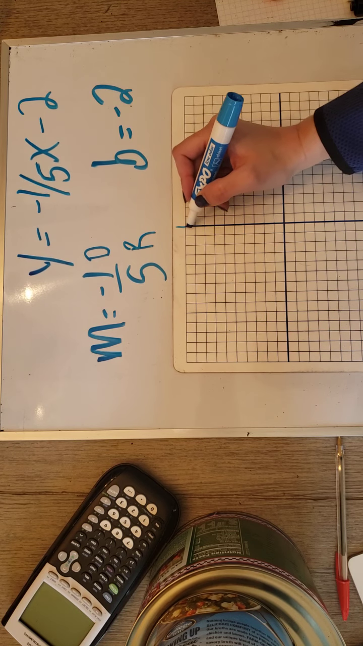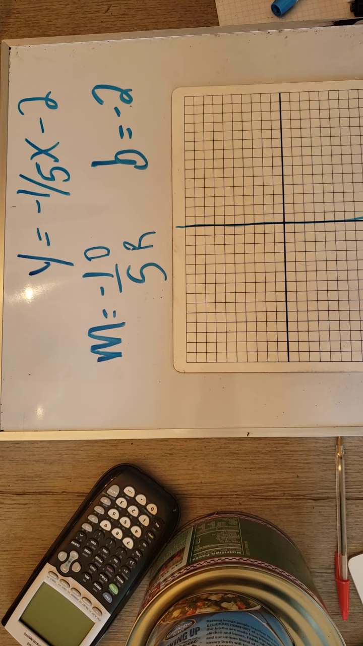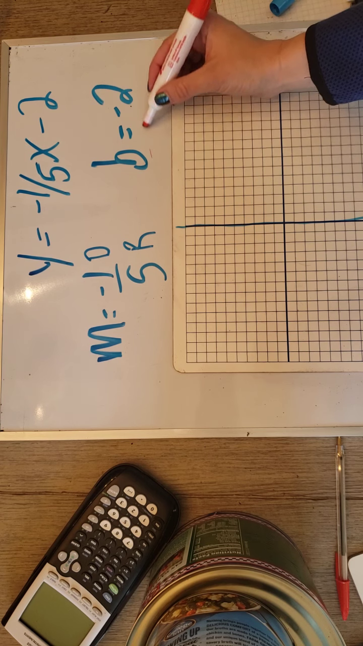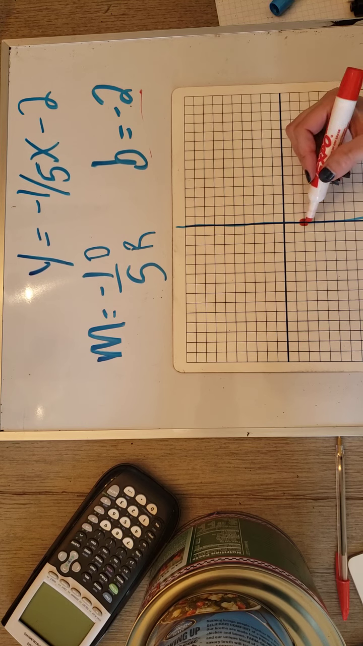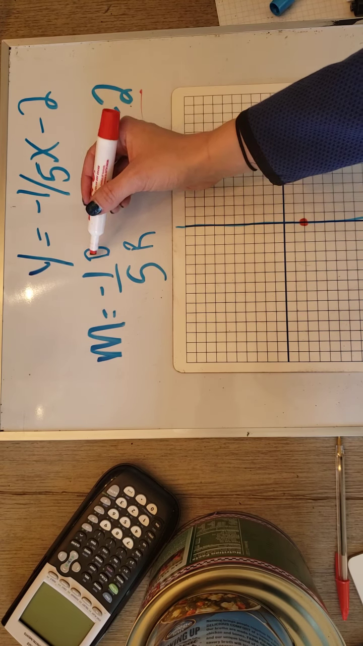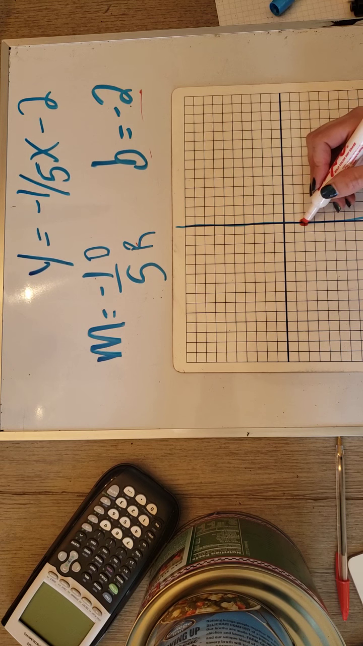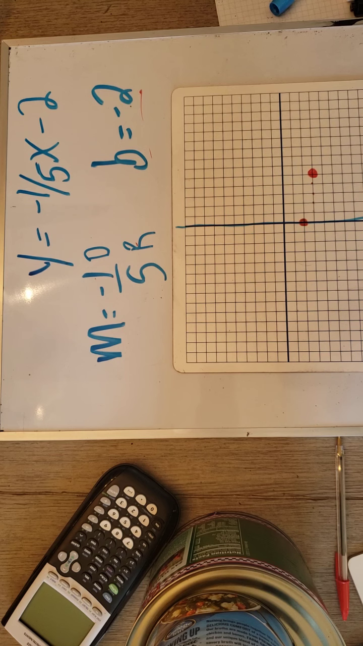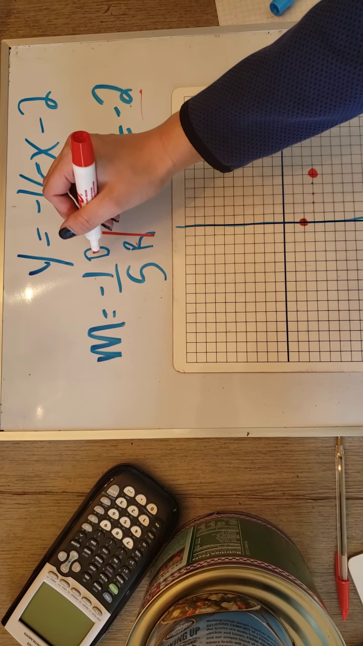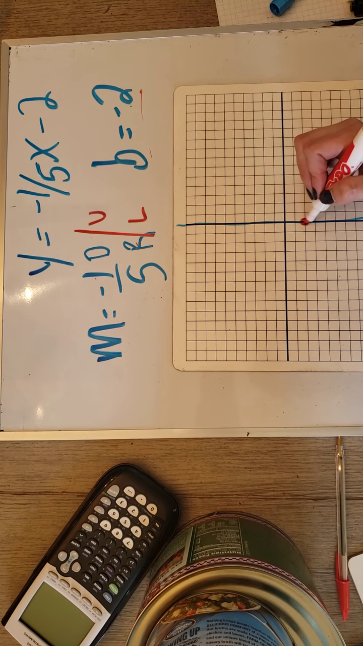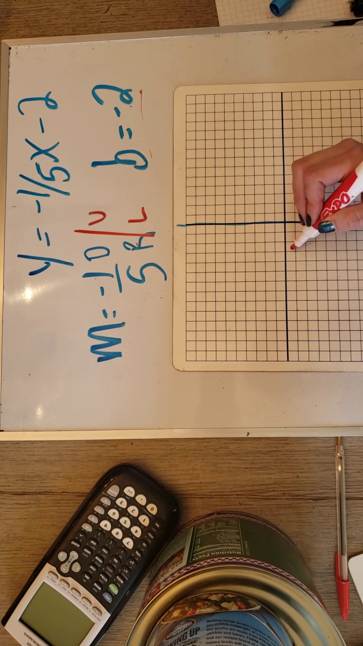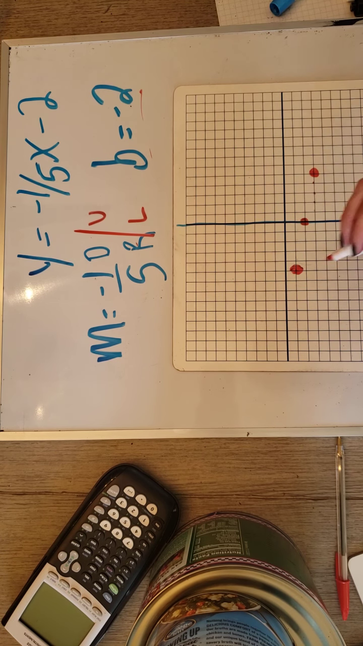Take your board, highlight your y-axis. Graph your B first, so a dot on negative 2. From this point, we're just following this. We're going down 1, right 5. So down 1, right 5, put a dot. Then we reverse it. So the opposite of down is up, the opposite of right is left. So go back to your starting point and now go up 1, left 5. Connect your dots, put your arrows, and you are good.